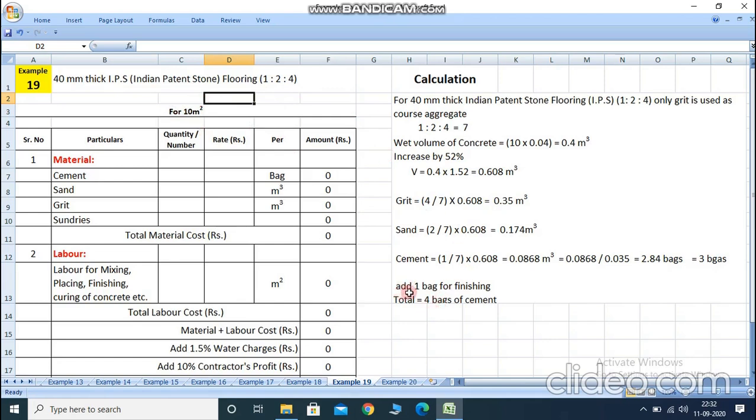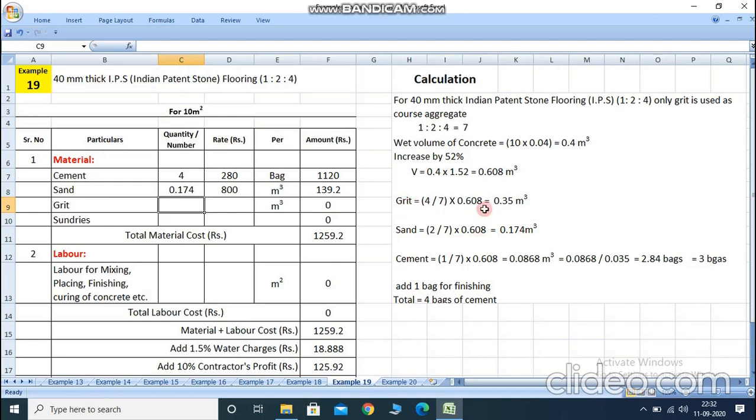Now here one note is given: add 1 bag for finishing. So total 4 bags of cement is required, 3 as material and 1 bag for finishing work. So here a total of 4 bags of cement is required. So we write here 4 bags. Per bag rate is 280 rupees. Then the sand quantity we calculated is 0.174. So write here 0.174 and per meter cube sand cost is 800 rupees.